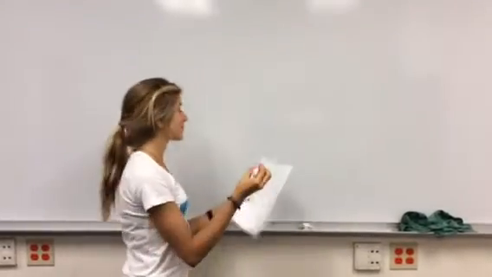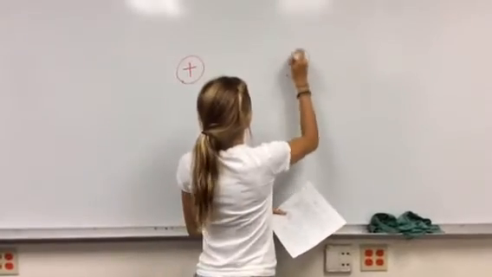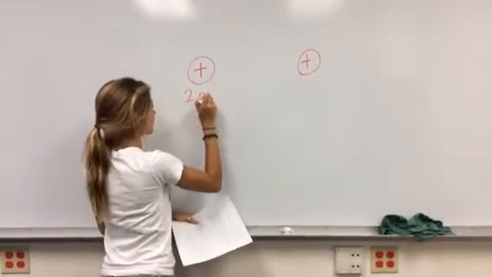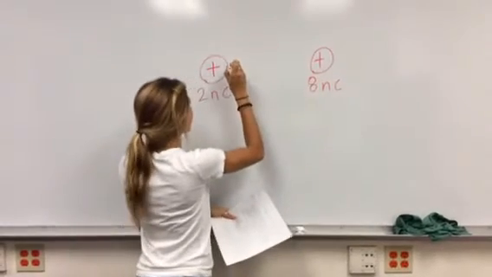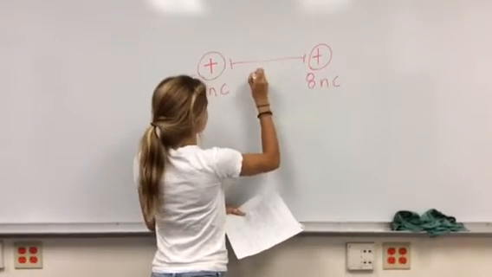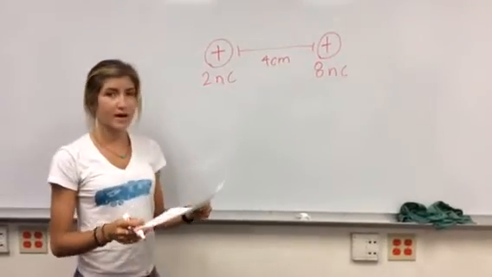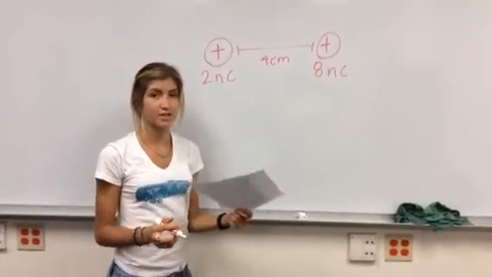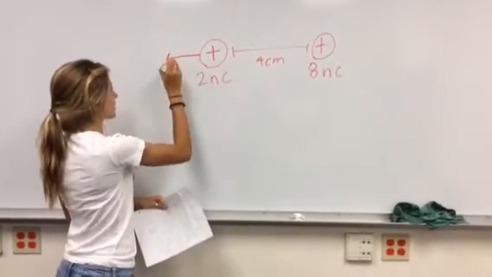Okay, so we're going to start with two positive charges. One is 2 nanocoulombs and the other is 8. And they are 4 centimeters apart. So the first part asks us to find the magnitude and direction of the two forces on each. So they're going to be in opposite directions.